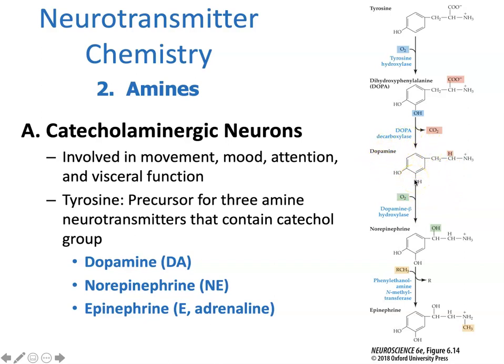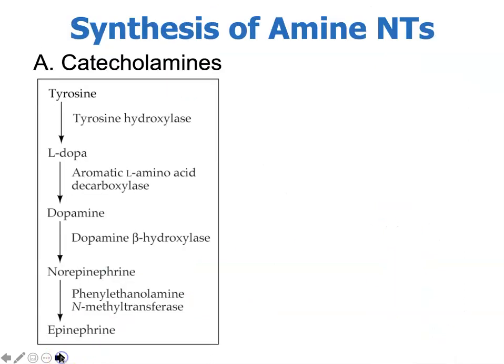Dopamine then can be utilized as the precursor for norepinephrine. So dopamine beta hydroxylase will produce norepinephrine, which is noradrenaline, right? And then phenylethylamine N-methyltransferase is utilized to produce epinephrine from norepinephrine.